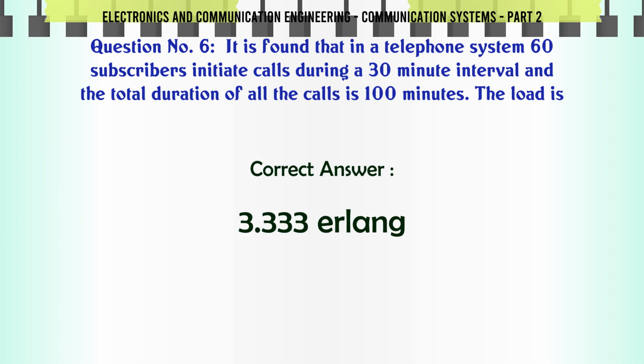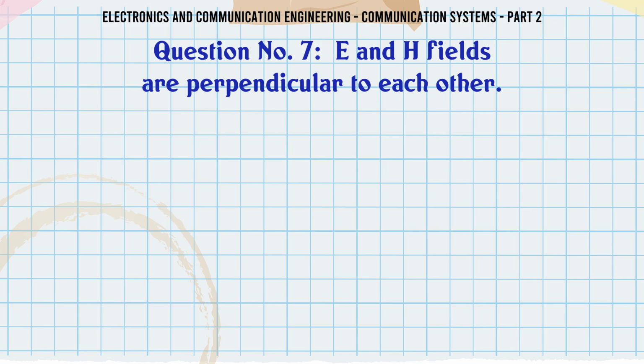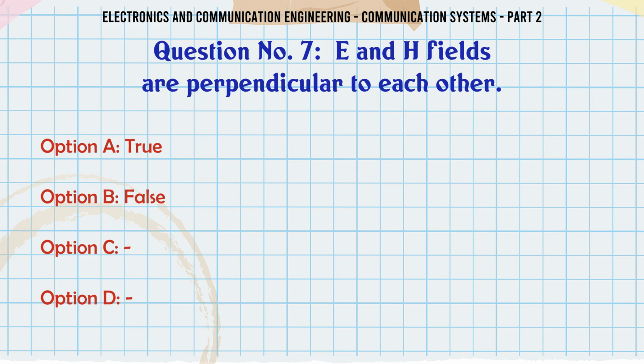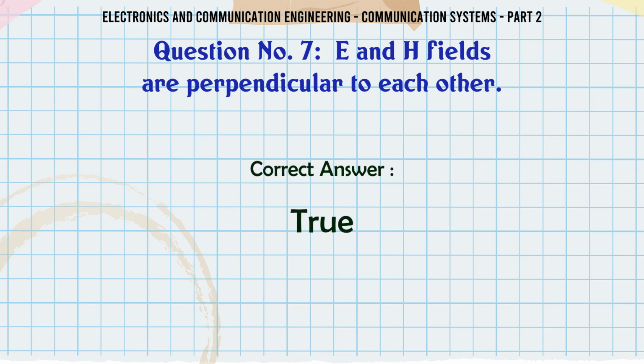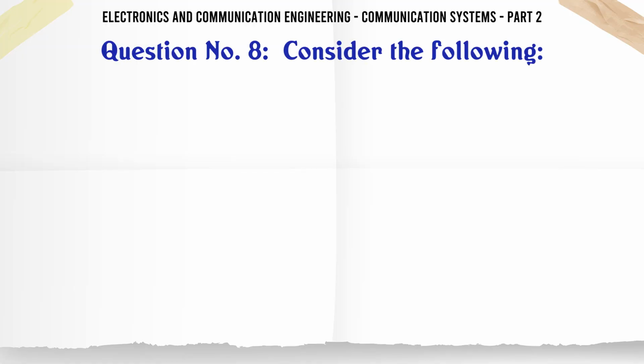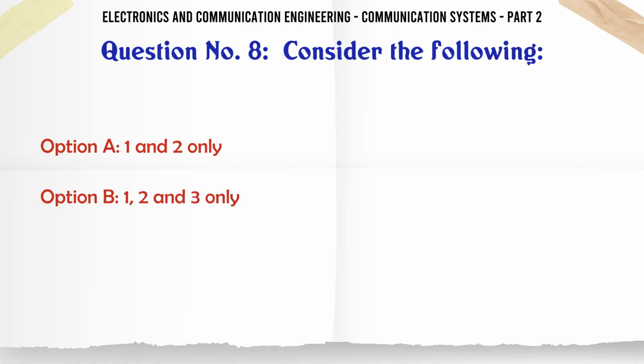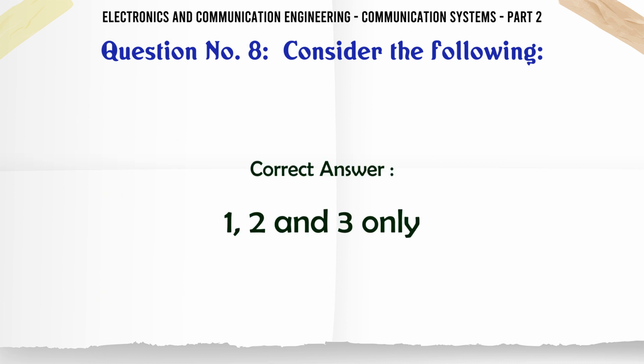3.333 erlang. E and H fields are perpendicular to each other. A. True, B. False. The correct answer is true. Consider the following: A. 1 and 2 only, B. 1, 2 and 3 only, C. 1, 2, 3, 4, D. 2, 3 only. The correct answer is 1, 2 and 3 only.